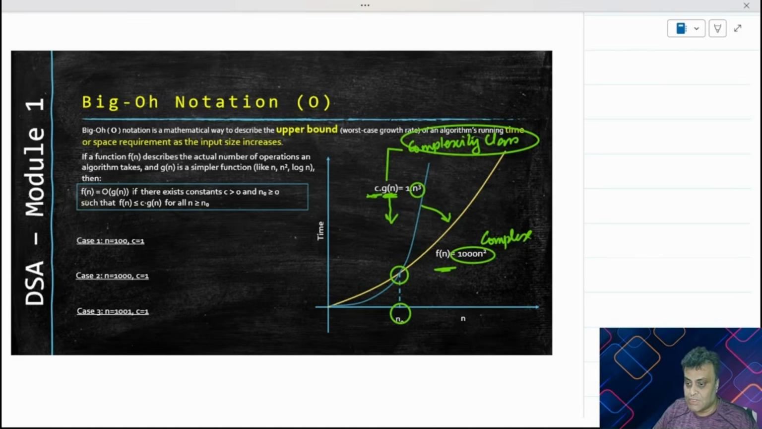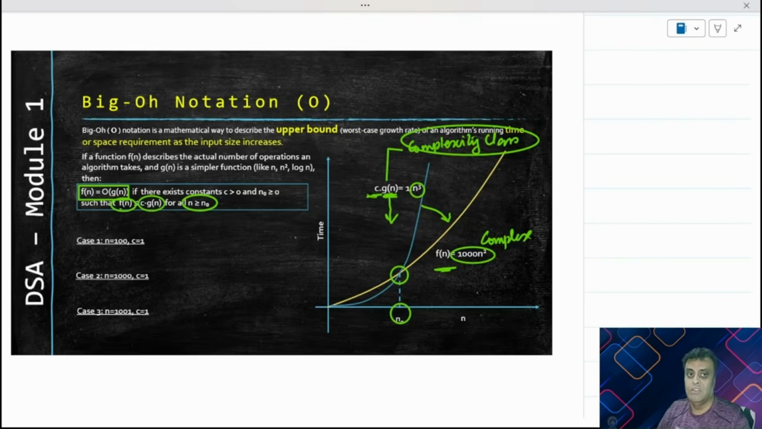So that's what it says: that fn will be equal to the order of gn, or big O of gn, if we can prove that for a particular value of n, my c·gn will cross fn and always stay above it. c·gn being above fn means that it is the upper bound, after a particular value of n.